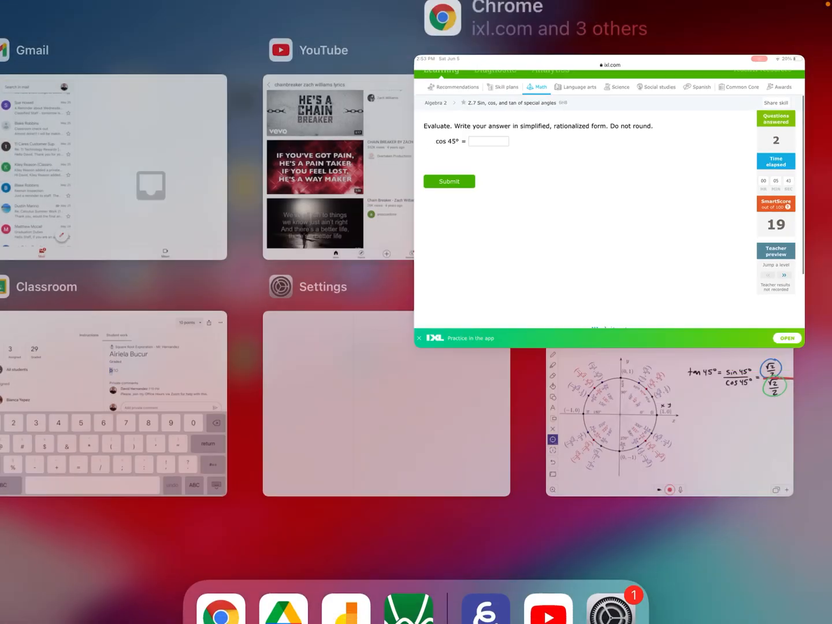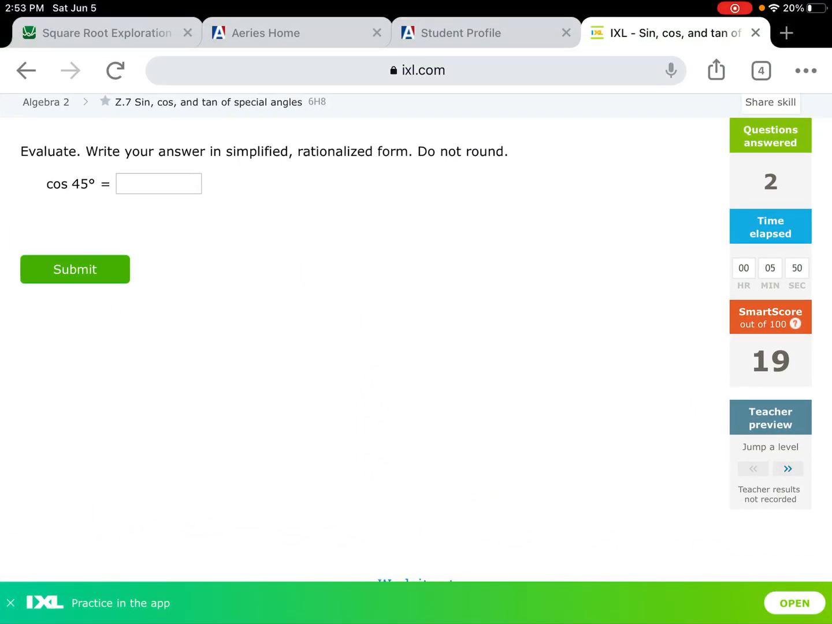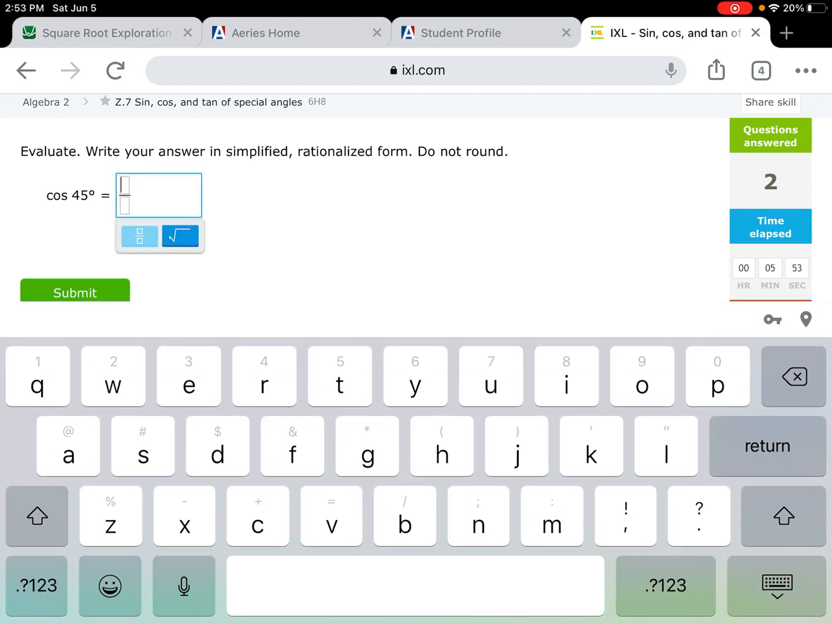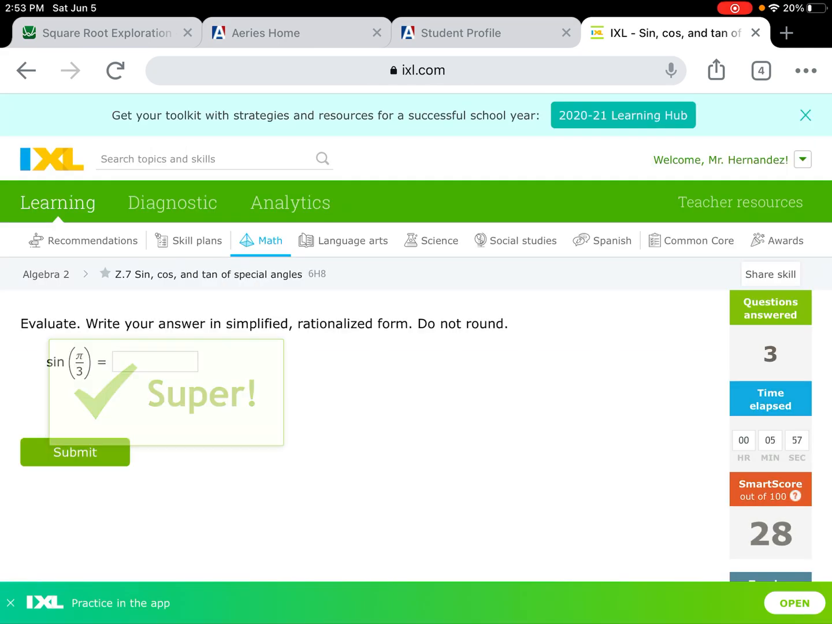Again, the cosine of 45 degrees is going to be the x coordinate of this. So this is all focused on 45 degrees. So let me just go ahead and enter this here. Square root of 2 over 2.